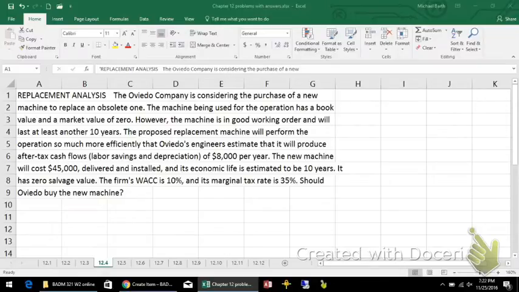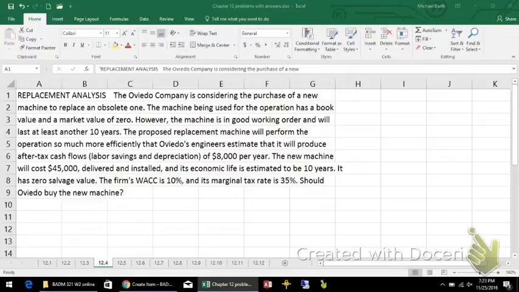So they're currently using the obsolete machine, and it has a book value and a market value of 0. Now, the book value of 0 means that it's fully depreciated, and the market value of 0 means that they can't sell it to anybody for scrap. However, the machine still works and will last at least another 10 years. So it has value to Oviedo, it just doesn't have any value to anybody else.